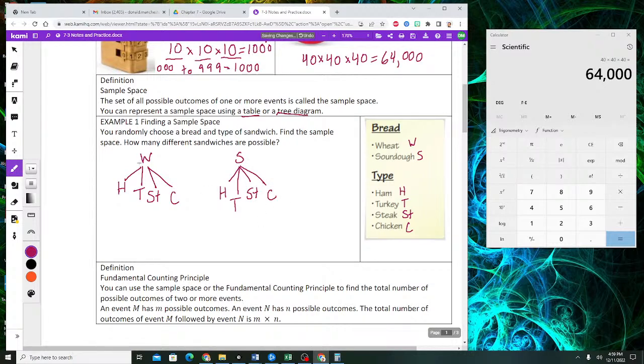So if we look at this, we've built our sample space. And if we look, we've got 1, 2, 3, 4, 5, 6, 7, 8 sandwiches. So our sample space is this, and the different types of sandwiches are down here.